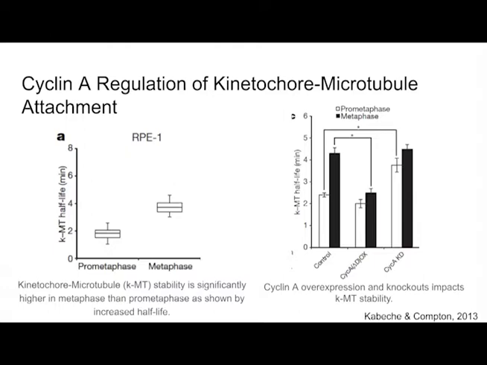With cyclin A levels overexpressed, as shown in the middle of the graph on the right, the stability is low regardless of cell cycle phase. And with cyclin A levels knocked down, the stability is much higher, as shown on the far right. So this result indicates that cyclin A mediates kinetochore-microtubule instability.